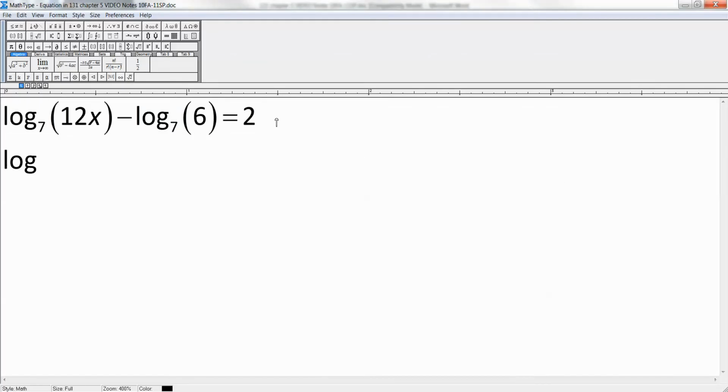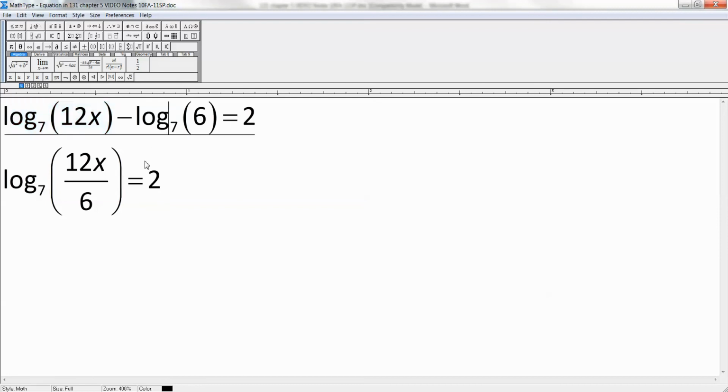So what we're going to do is mush them together, and we're going to make it so it's log of 12x over 6 equals 2. Remember that the positive ones go on the top, the negative ones go in the denominator. Now I have one logarithm, I know, but I'm going to actually simplify this just a little bit first, because we all know that that's 2x, right? Because 6 goes into 12 two times.